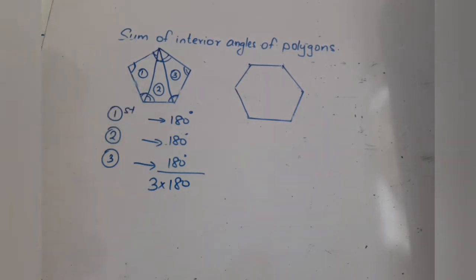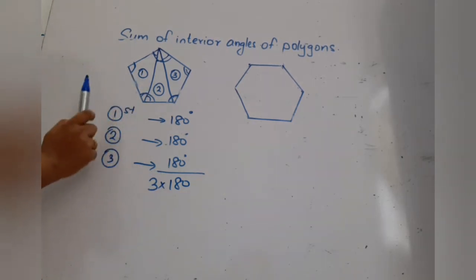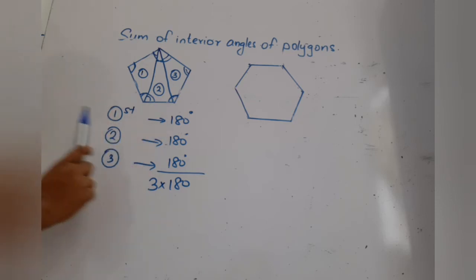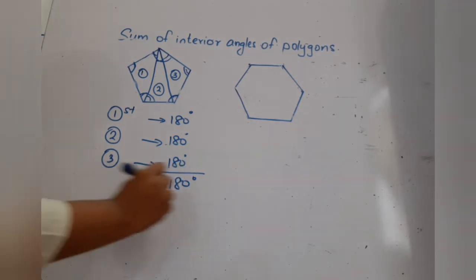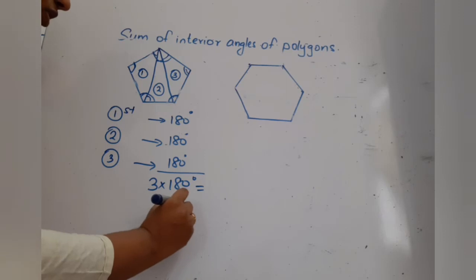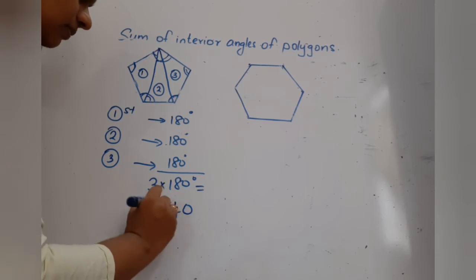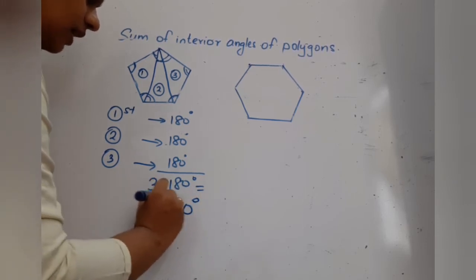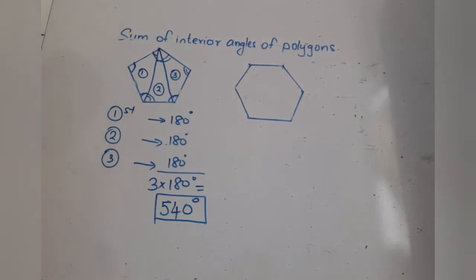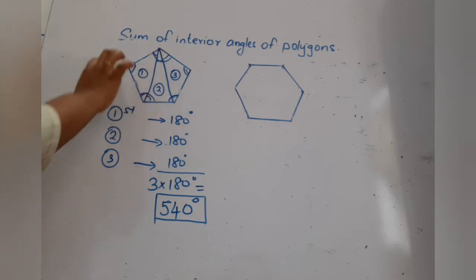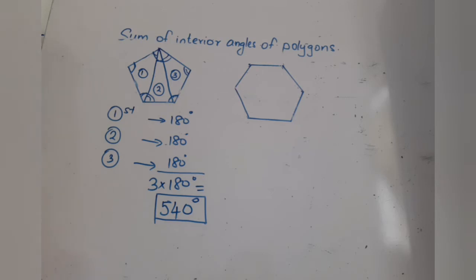Why? We have 3 triangles. Each triangle has the sum of interior angles as 180. So all 3 should be 3 times 180 degrees, and the answer is going to be 540 degrees. So the sum of interior angles of a pentagon is going to be 540 degrees. Whatever kind of shape it takes, it does not matter. If it has 5 sides, the sum of its interior angles is going to be 540 degrees.